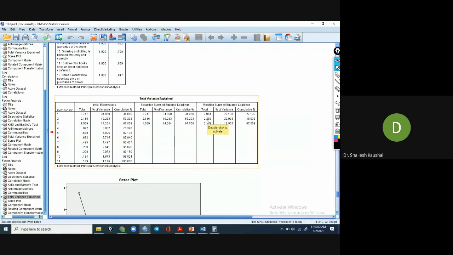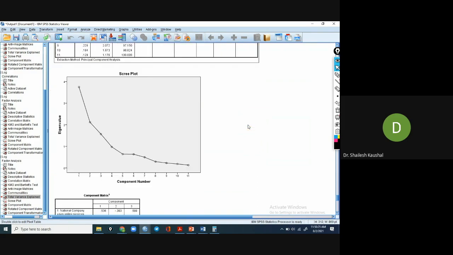For the second component, its value is 20.903, and for the third component 19.525. When we combine them, the total variance is 67.558, which is good for our study. Now the next graph is the Scree plot.